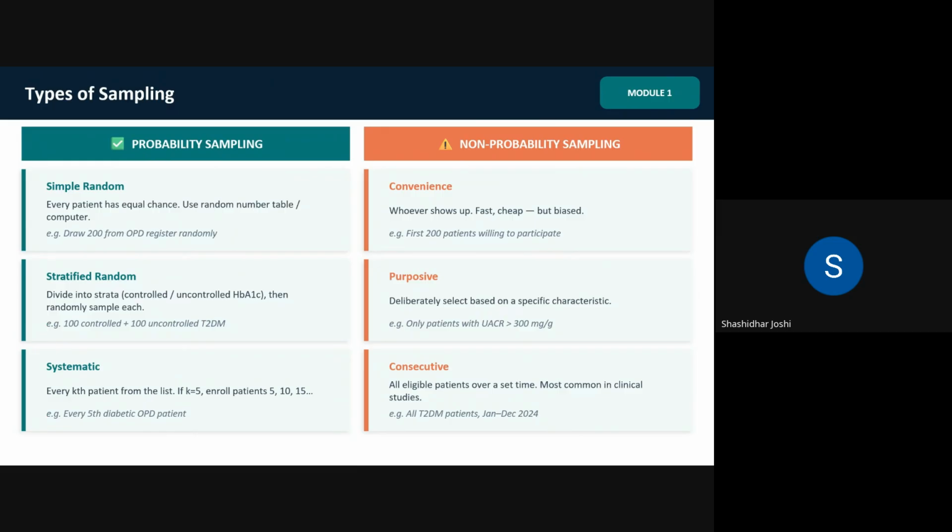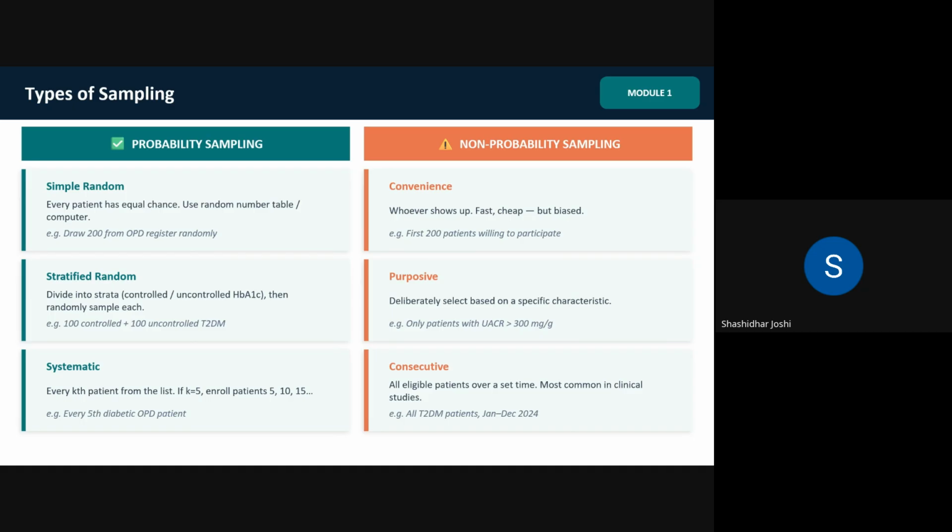So basically in statistics, there are three ways of selecting. If you see the left side of the slide, there are two columns: one is probability sampling and the other is non-probability sampling. I'm talking about probability sampling now, like how do you select a sample scientifically? There are basically three ways: simple random sampling, stratified random sampling, and systematic sampling.